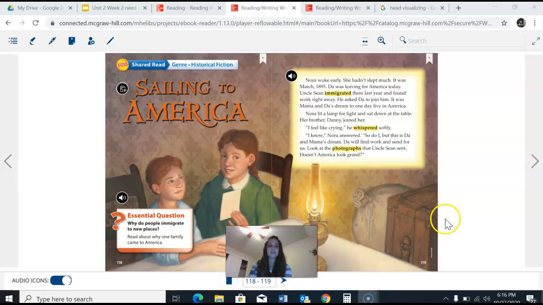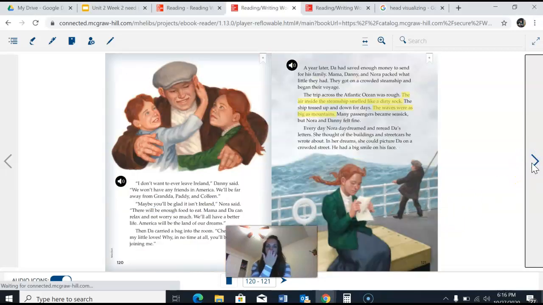Sailing to America. So I'm going to close read page 121. And I'm going to identify the simile because it's going to try and help me visualize the event that's going on in the text. So I have a simile highlighted here. The trip across the Atlantic Ocean was rough. The air inside the steamship smelled like a dirty sack.